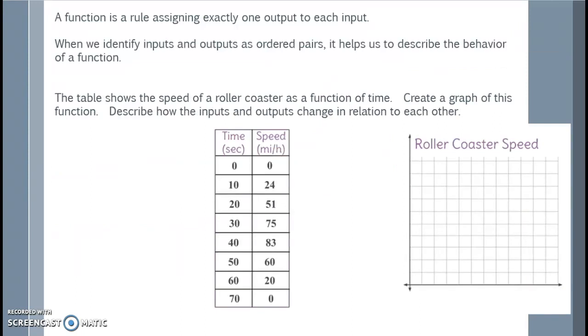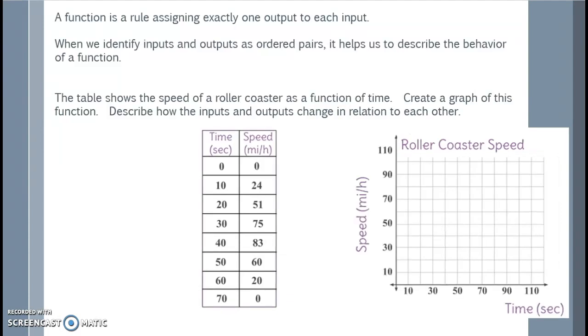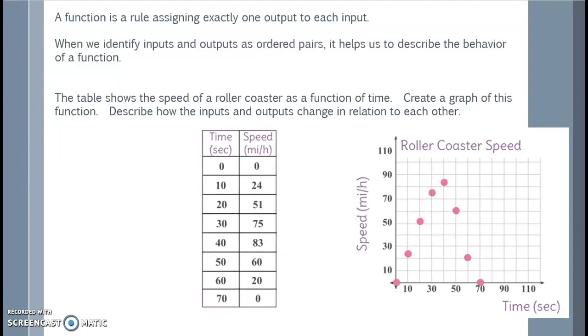The table shows the speed of a roller coaster as a function of time. Let's create a graph of this function. Describe how the inputs and the outputs change in relation to each other. I'm going to allow time to represent my x values or my inputs and speed to represent my y values or my outputs. So I'm going to label my graph as such. Then I'm going to plot my points.